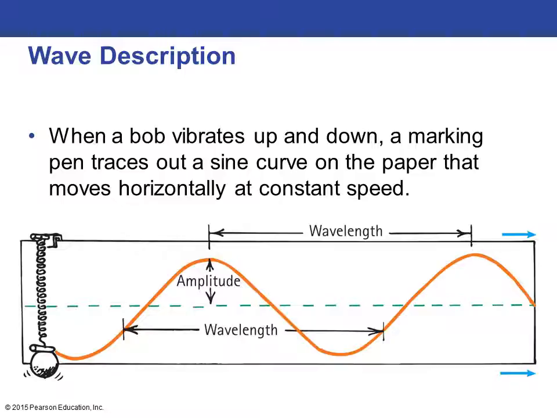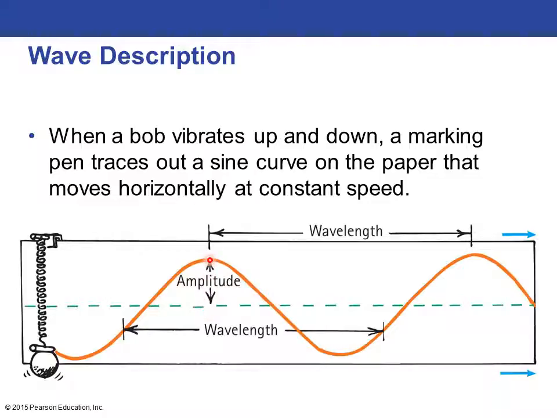Now, if you're looking at up and down motion of a wave, whether it's light or sound or a bob bobbing up and down, the highest point that we look at on that sine curve, the height that it goes up, is called the amplitude of the wave. So if you were to look at a midway point, the distance between the top of the curve and that midway point is the amplitude.